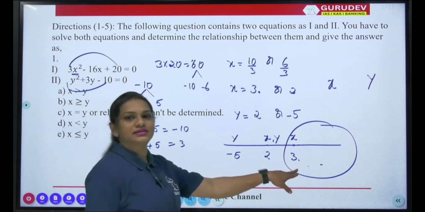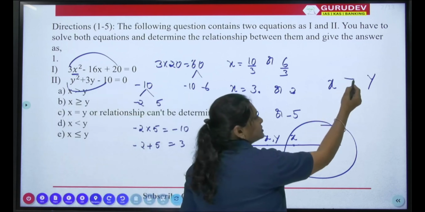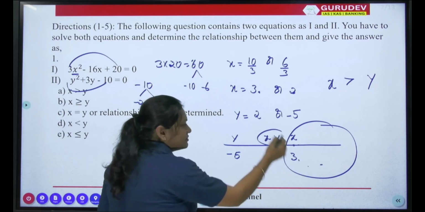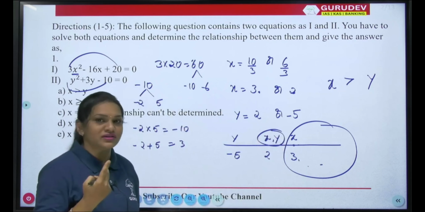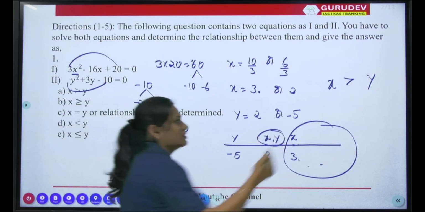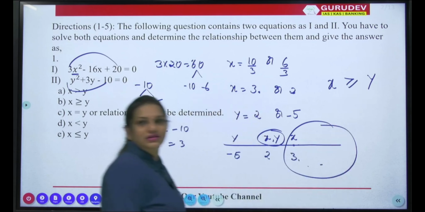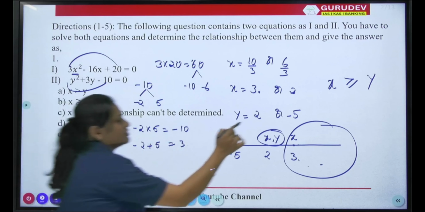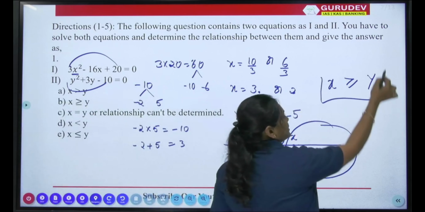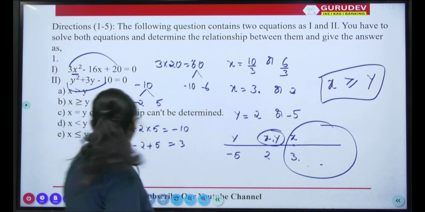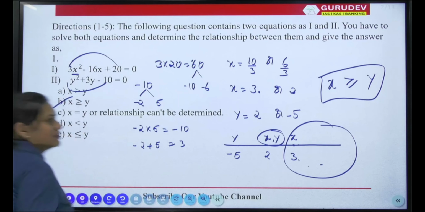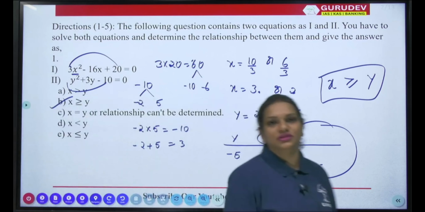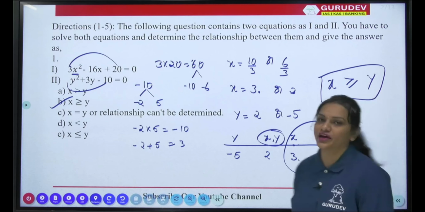since x is greater, as well as this x and y, we are getting common roots. Whenever we have common roots, the equality condition will come. So by this, we can find that x is greater than or equal to y. So the right option is option B. I hope it is clear for everyone.